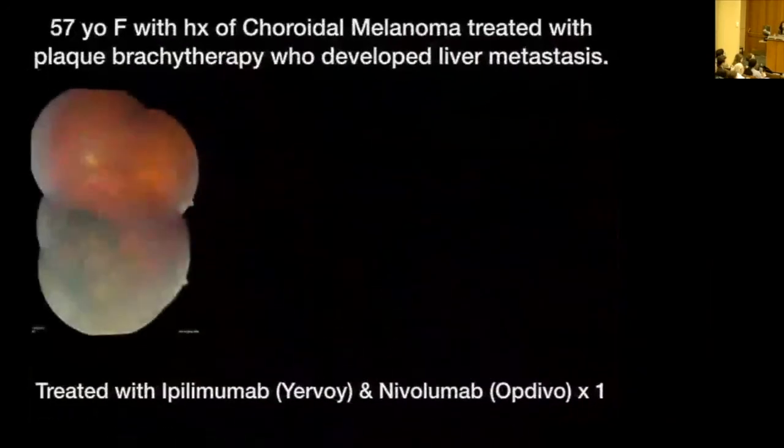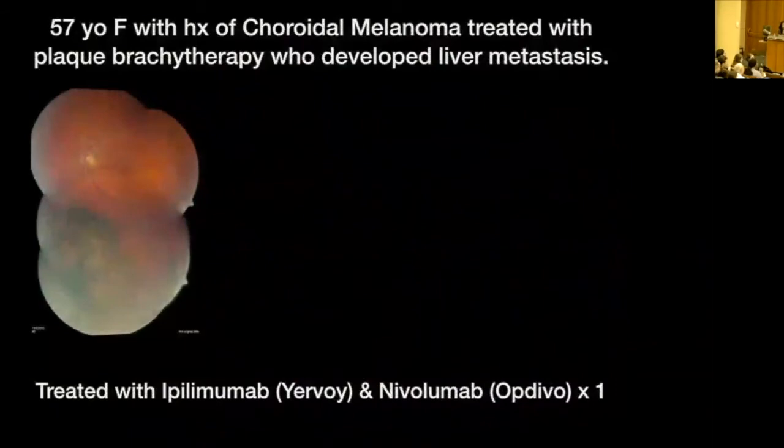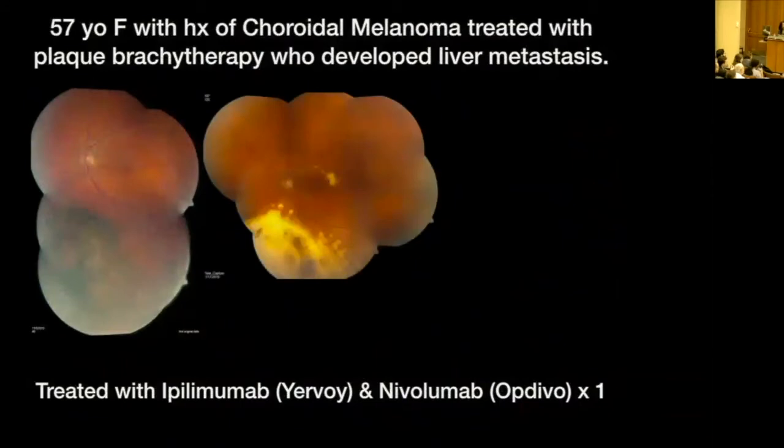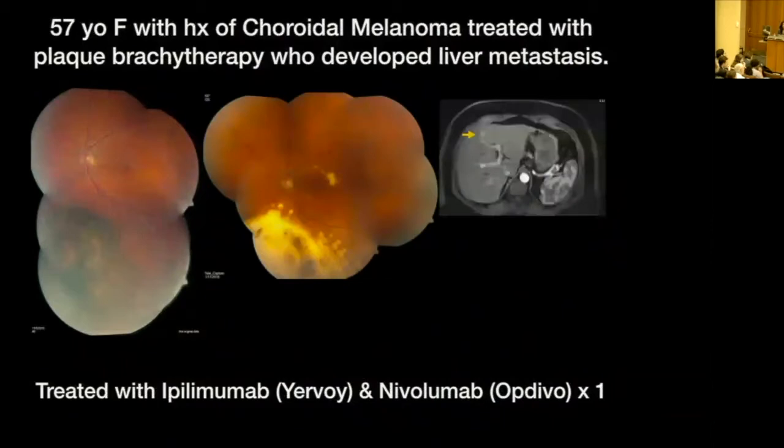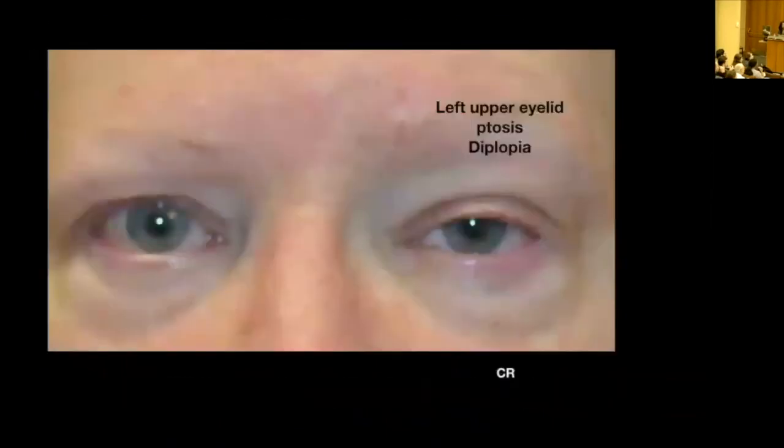Here's another case, a 57-year-old woman with a history of choroidal melanoma, and you see a pigmented lesion affecting the choroid. She was treated with plaque brachytherapy, and you see very nice regression of the pigmented lesion. However, later she developed liver metastasis. She was treated with ipilimumab and nivolumab and received just 1 cycle. She then developed a rash, and 2 weeks later she presented with left upper eyelid ptosis and diplopia.